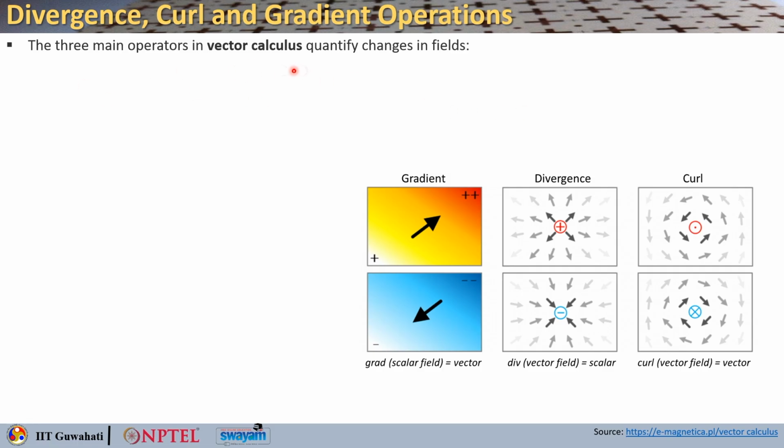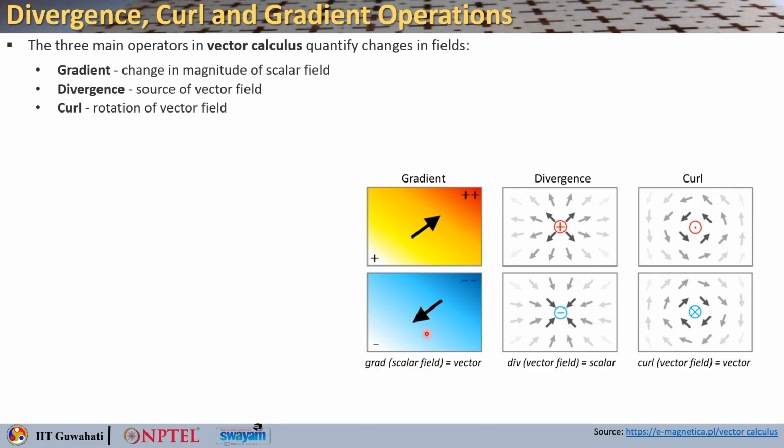So, there are three main operators in vector calculus, okay, that quantify changes in the field. The first one is called gradient, the change in magnitude of a scalar field. So, here you can see that this basically shows you the gradient. Okay. So, here you have some positive charges, here is some negative, more positive charges. So, this is the way it shows the change in magnitude in this direction. Here also, here is more negative, here is less negative. So, this is the gradient. Okay. So, if you take the gradient of a scalar field, you are basically going to get a vector.